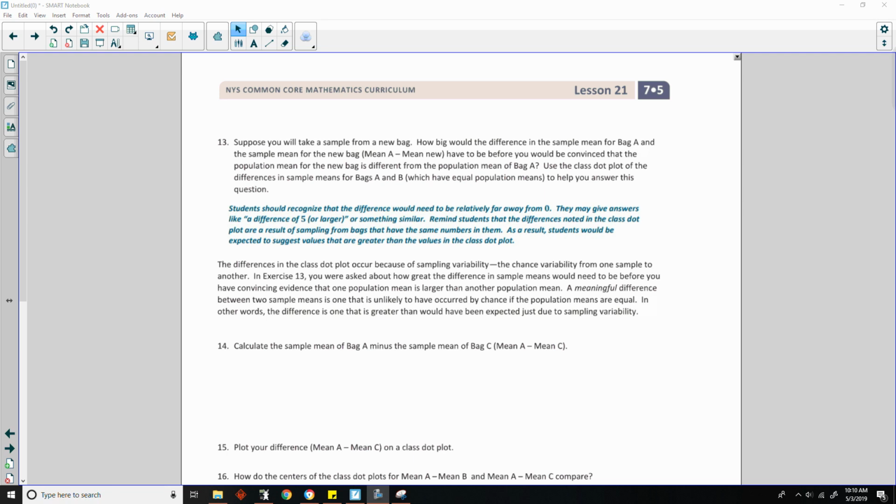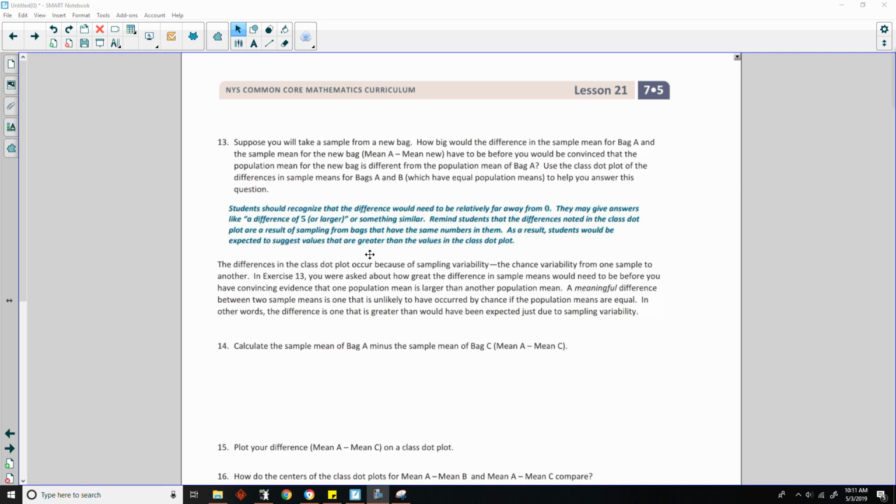Okay, students should recognize that the difference would need to be relatively far away from 0. They may give answers like a difference of 5 or larger, or something similar. Remind students that the differences noted in the class dot plot are a result of sampling from bags that have the same numbers in them. As a result, students would be expected to suggest values that are greater than the values in the class dot plot.